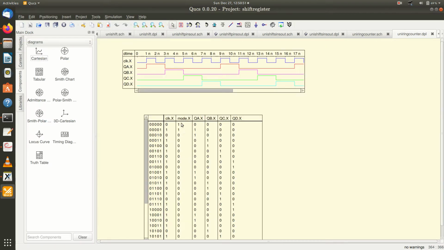Here you can see that the mode is 1 and here the mode is 0, that is for right shifting operation. I initially start with 1 0 0 0, the next count is 0 1 0 0, the next count is 0 0 1 0, then it is 0 0 0 1, then again it becomes 1 0 0 0. You can see that 4 clock cycles are being counted.